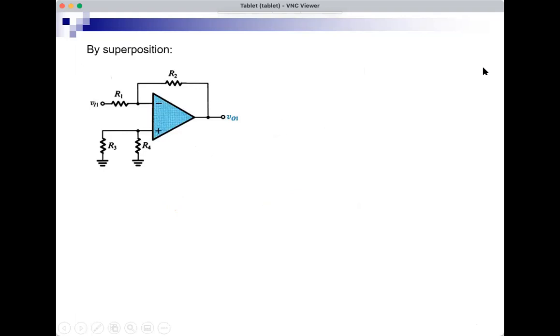Setting VI2 to 0 makes R3 and R4 connected in parallel, and VI1 is connected to R1. This is a very simple inverting op amp configuration. VO is minus R2 over R1 VI1. The presence of R3 and R4 would not affect the result because there is no current in them. The current here is 0, and therefore there's no current in R3 or R4.